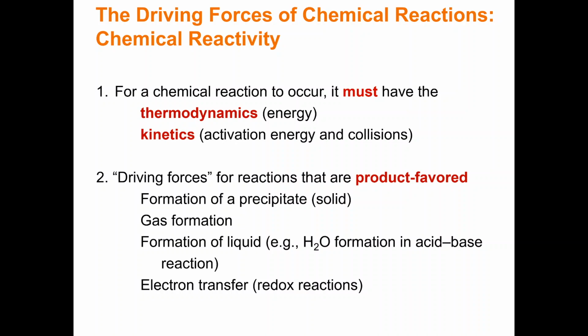Okay, so let's go ahead and finish off the thermodynamics chapter. In this last little bit, we will cover basically just Hess's law. So for a chemical reaction to occur, it must have two things. It has to have the right thermodynamics, and it has to have the right kinetics.